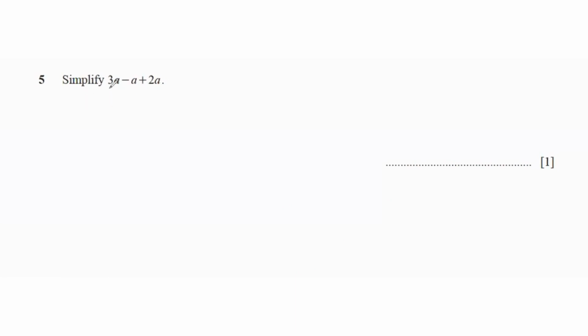When it says simplify, we'll add the like terms, and since in this equation all terms have a attached to it with the same degree of power, it's going to be 3 minus a plus 2a. 3 minus a is 2a, and 2a plus 2a is 4a.